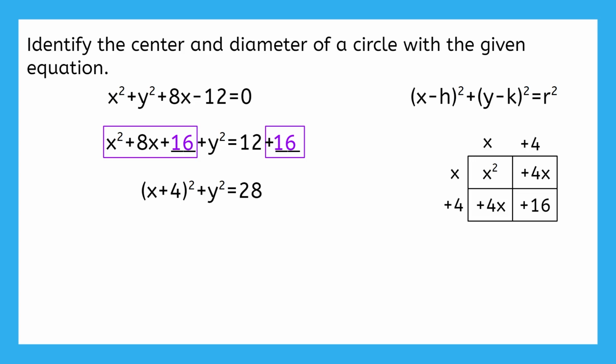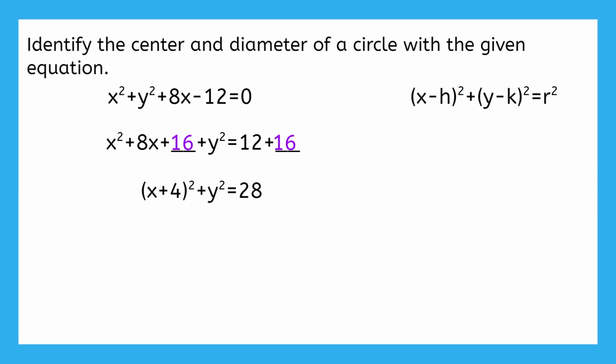Now that we have this in standard form, can you tell what the center and diameter are by looking at this form of the equation? The h term is negative 4. And since we don't have a k term, it's just 0. That gives us the center at negative 4, 0.